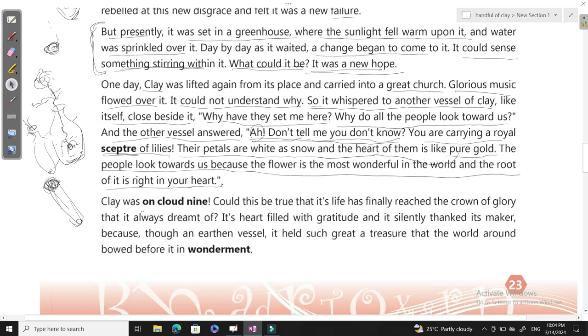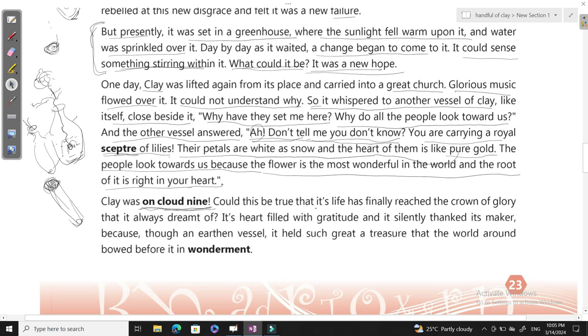So clay was on cloud nine. On cloud nine means becoming very happy. This expression we can use to express when we become very, very happy. For example, I returned from my school and I saw a new bicycle kept near my house gate, and my father offered it as a birthday gift to me. At that time I was on cloud nine. So I was very happy, extremely happy. So this pot was extremely happy to know this thing.